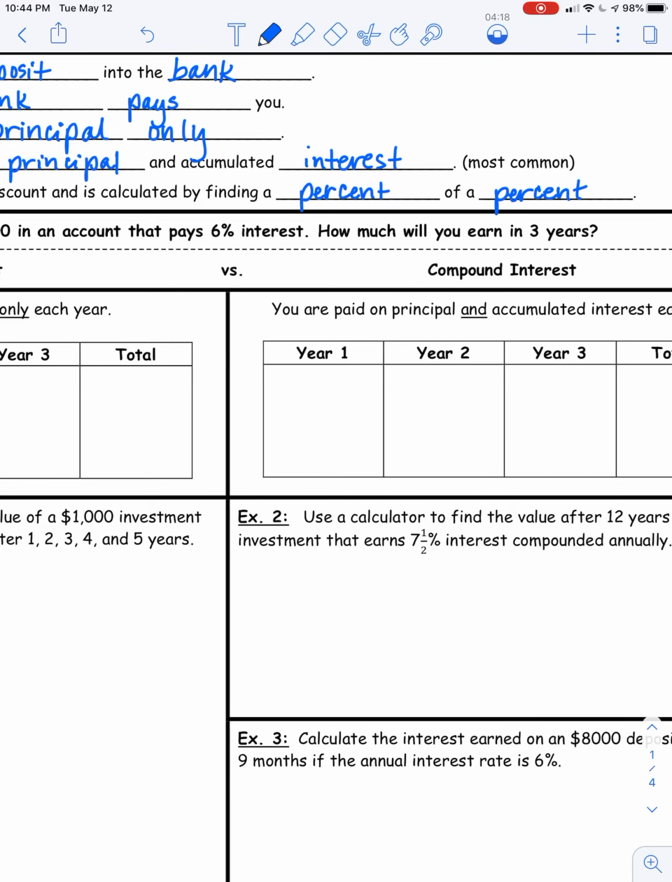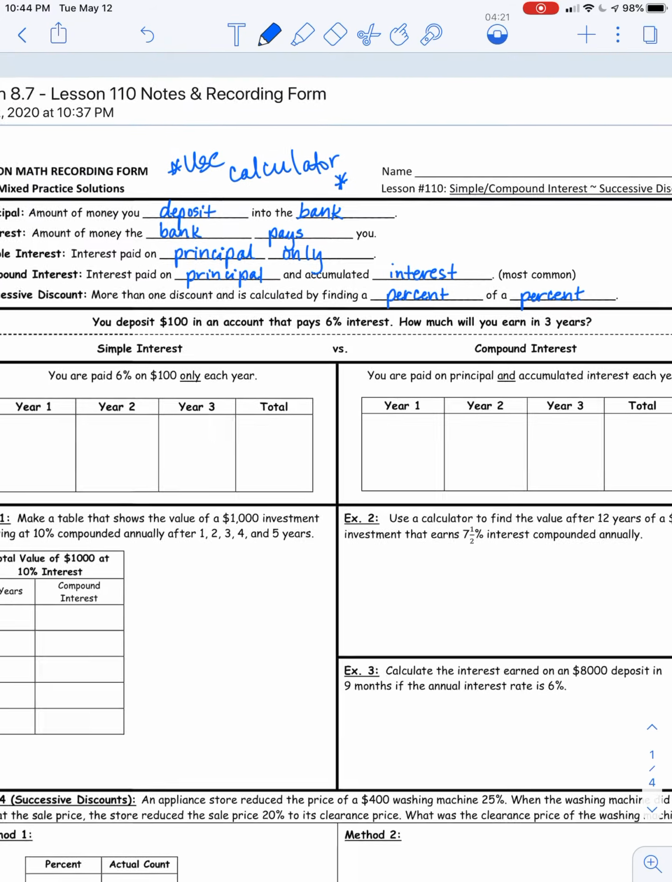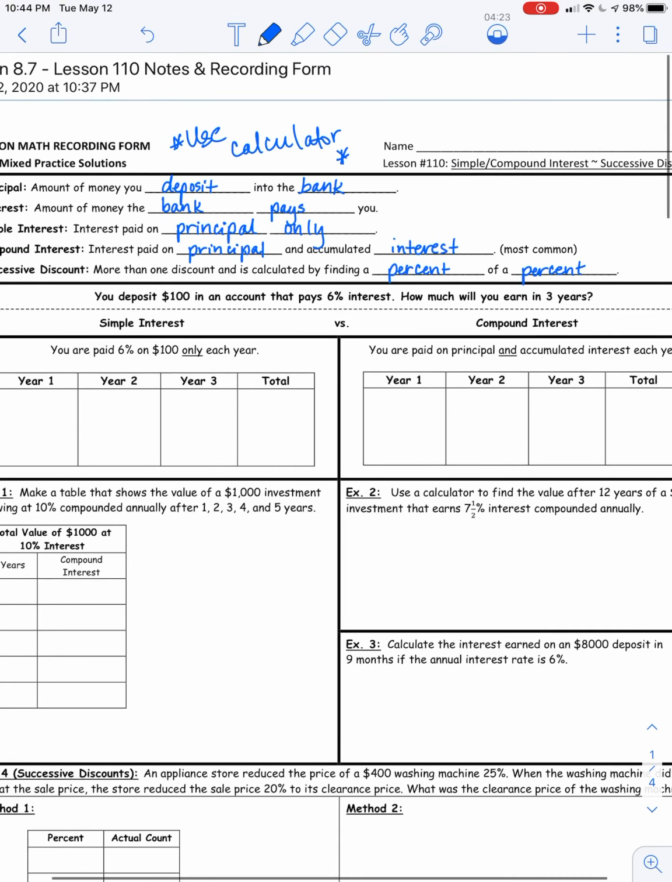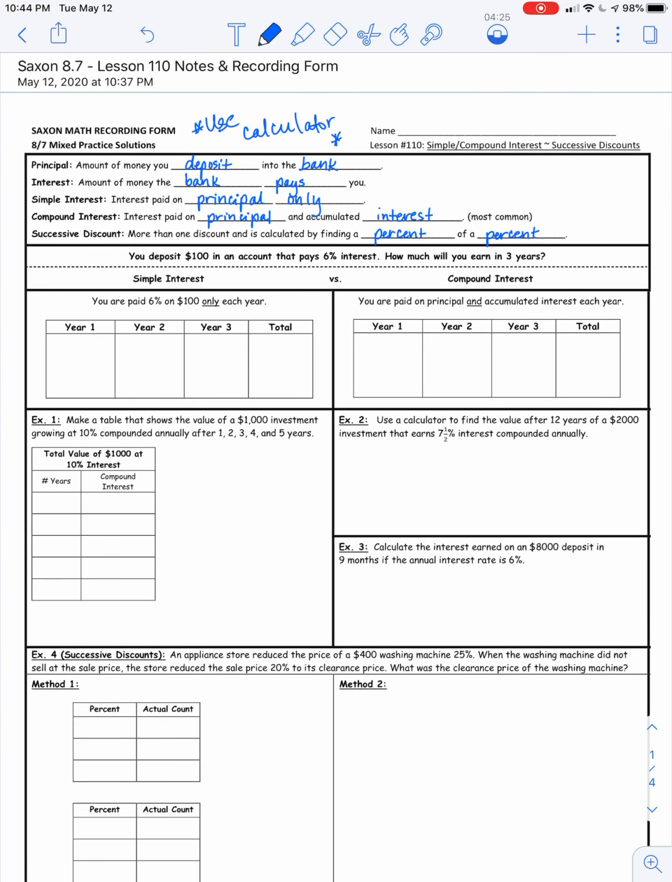And you might think that sounds a little weird, because without understanding how it works, it kind of does. But we will get there towards the end of the lesson. We'll get a little bit more explanation for that. But let's go ahead and look at our first example here.